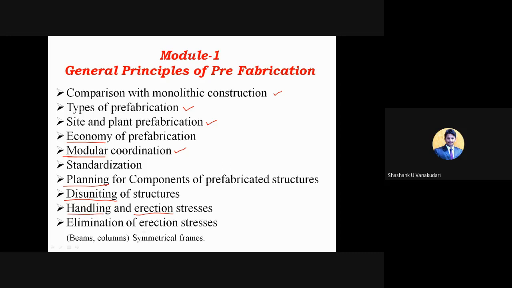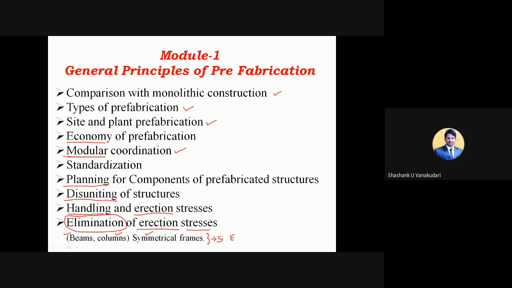And then elimination of erection stresses. Certain stresses will get developed within the structural members. We need to eliminate that so that the chances of accidents and the cracks in the structural members may be reduced compared to the other chances. So elimination of erection stresses in beam, and then column, and in some cases symmetrical frames. In these three members, how exactly the stresses will get developed and how they are going to eliminate those.